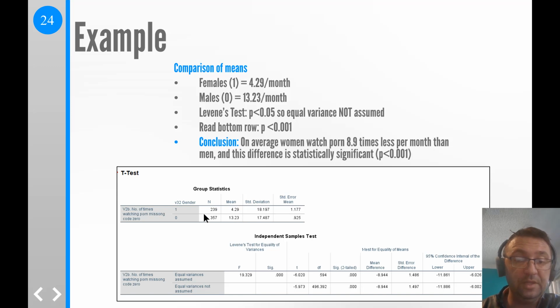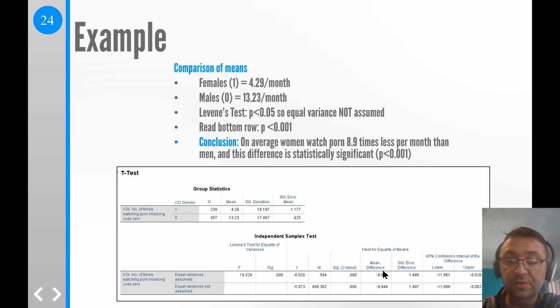So then we go to the independent samples t-test. Now, just to show you, 13 minus 4 is actually over here, this mean difference, which doesn't change. The mean difference is 8.944, 8.9 basically. And the question is, is that significant or not?